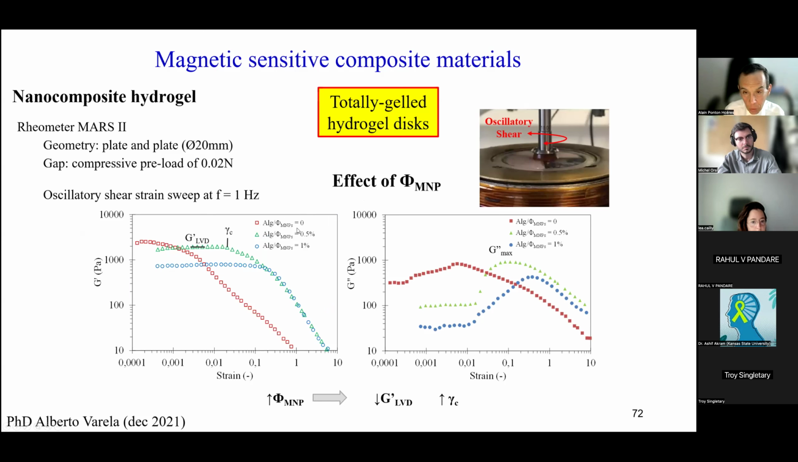And here you see the effect of the magnetic particles. When you increase the volume fraction of magnetic particles, you obtain a softer gel because they are not solid particles. Keep in mind that we form a droplet emulsion. And in good agreement, when you increase the volume fraction of particles, you increase the number of droplets of emulsion, and you decrease the loss modulus.